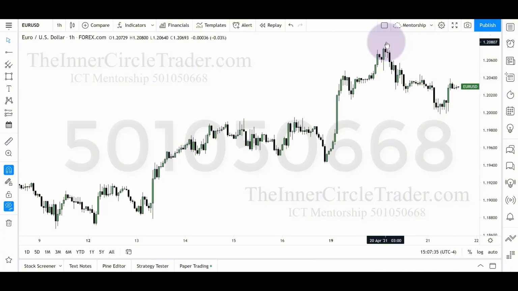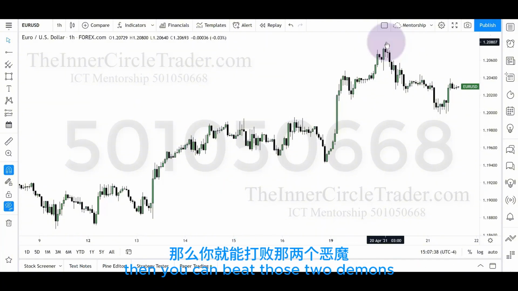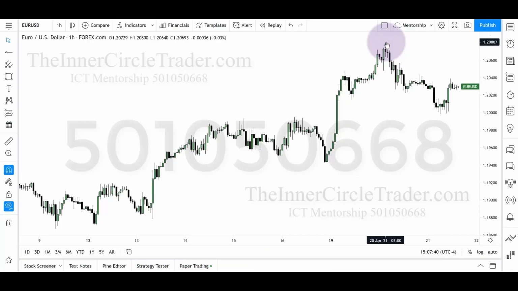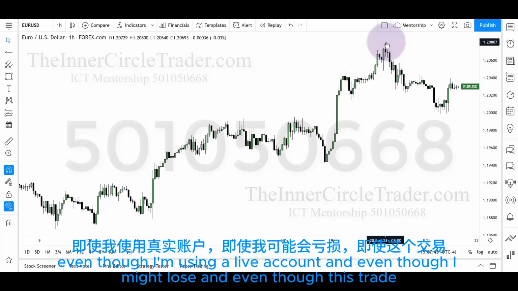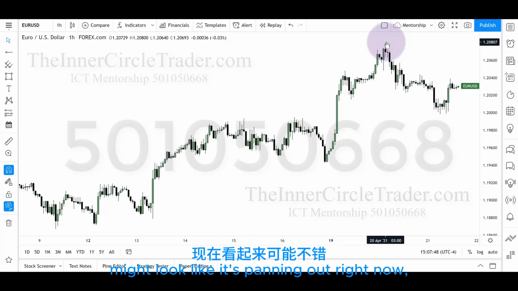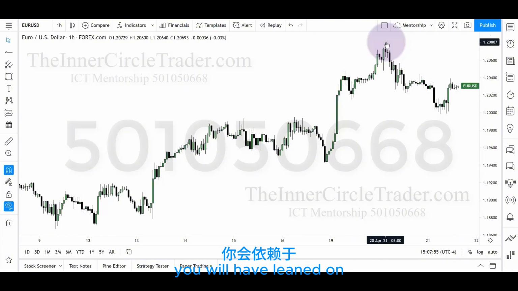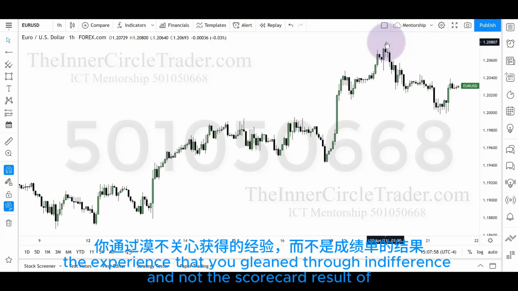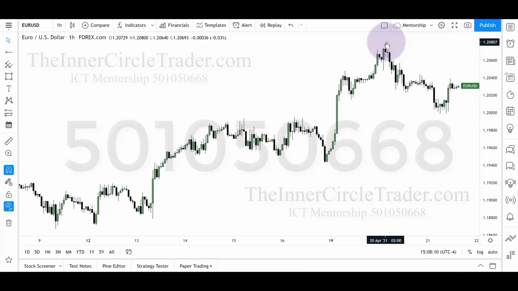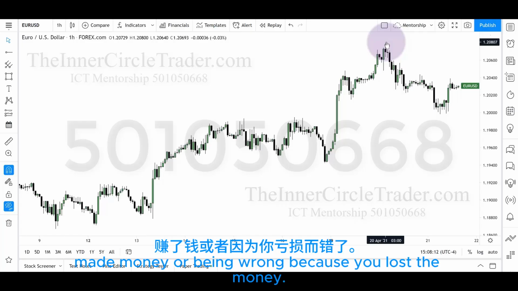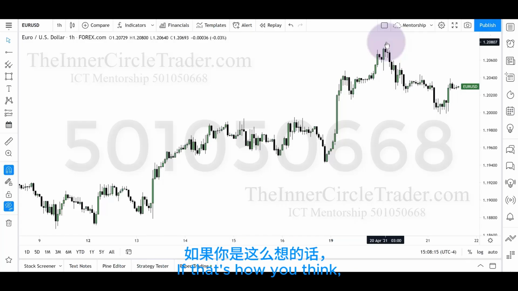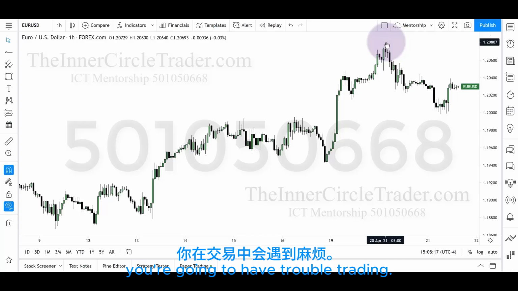Once you know how to do that, then you can go in with a very small amount of money. And then you can beat those two demons. Because you'll have experience and say, okay, even though I'm using a live account, and even though I might lose, and even though this trade might not look like it's panning out right now, I'm going to stick to the rules. And then when it starts moving in your favor, you will have leaned on the experience that you gleaned through indifference, and not the scorecard result of being right because you made money or being wrong because you lost money.